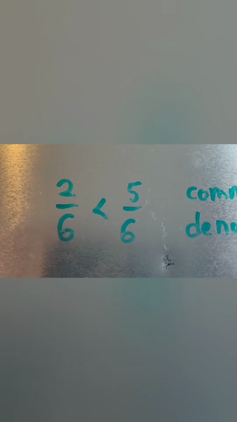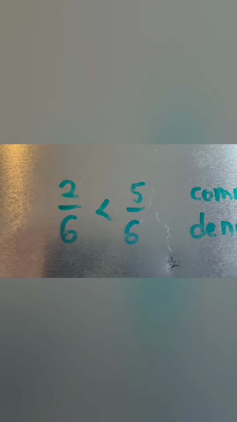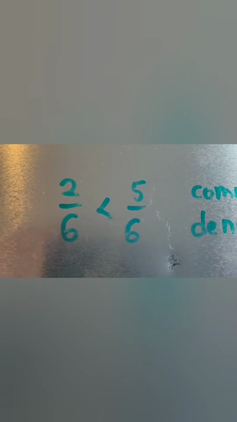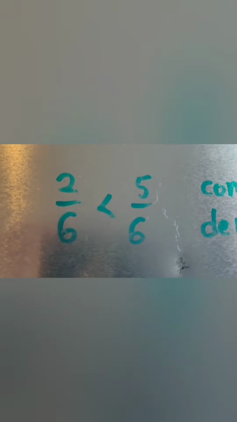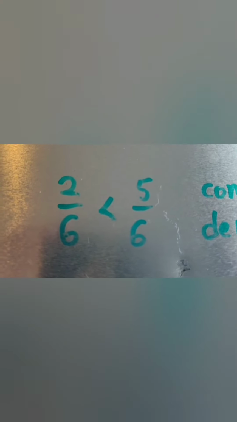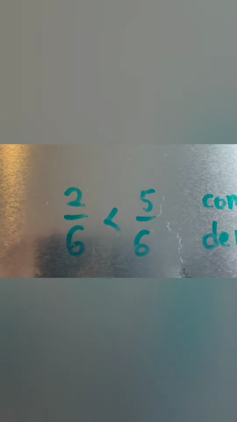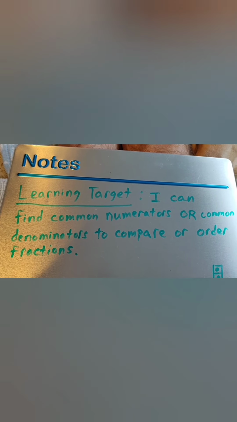Just like when you have a common numerator, it's really easy to compare or put in order fractions that have the same denominator or have common denominators, because the whole, for example, here is broken into 6 equal parts in both fractions. So those parts are the same number of parts in the whole, they're the same size. And so if you have 2 of those 6 equal parts, it's going to be less than 5 of those 6 equal parts because, again, those parts are the same size. So hopefully this learning target's making a little more sense now.